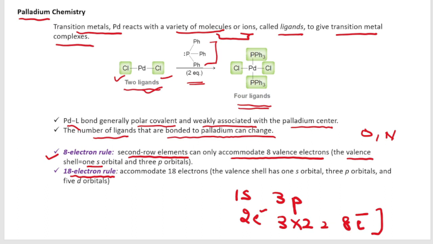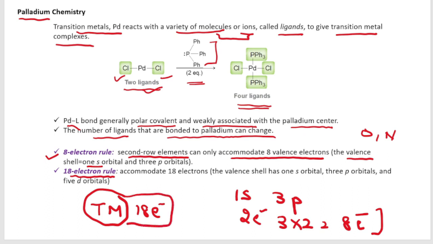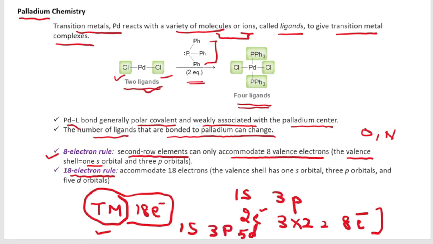Similarly, in the 18 electron rule, when a transition metal has 18 electrons in its outer shell or valence shell, then this transition metal becomes stable. Their valence shell has 1s, 3p and 5d orbitals. So if you calculate, you will find a total of 18 electrons.